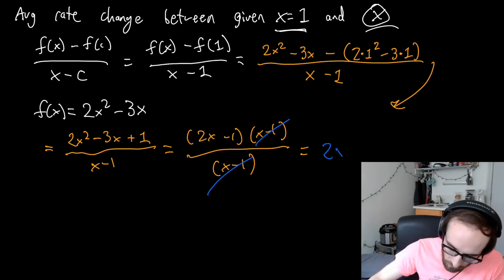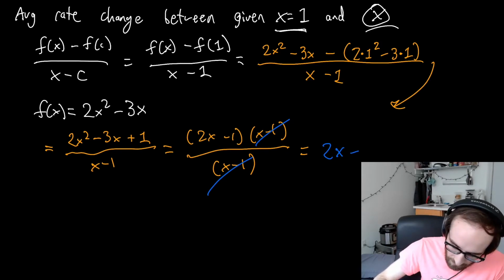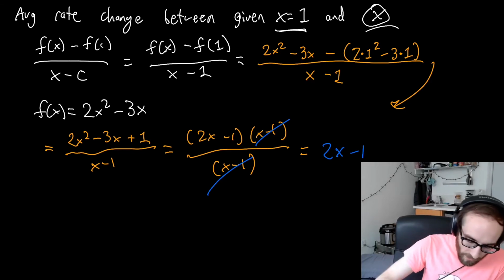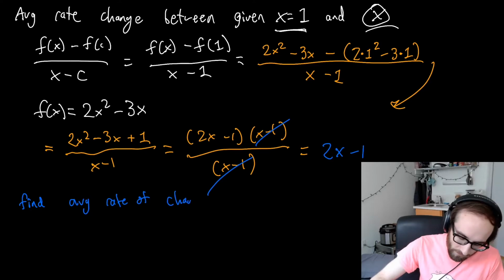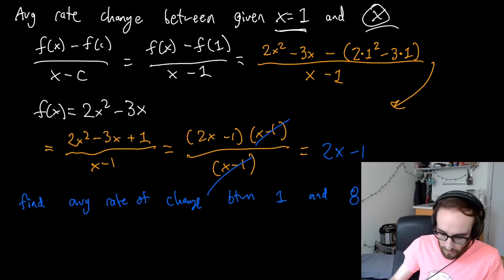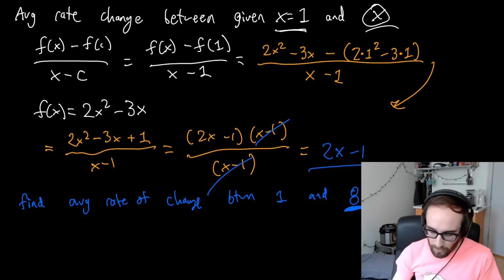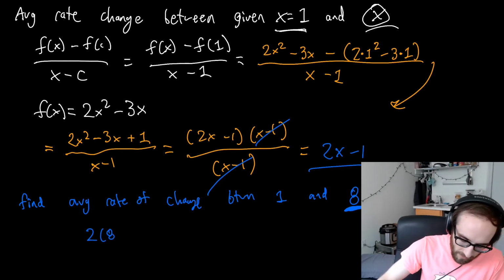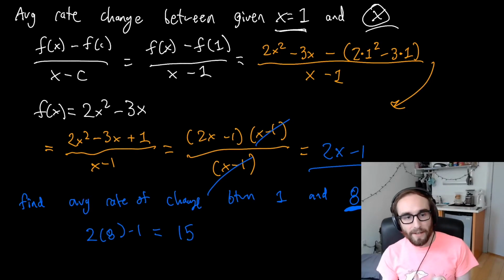So our equation, the average rate of change between 1 and any x value, is 2x minus 1. Again, this is helpful because if we're asked to find the average rate of change between, let's say, 1 and 8, we can use this equation. The x value that we're entering is 8, so that's 2 times 8 minus 1, which is 15. So 15 is the average rate of change between 1 and 8.